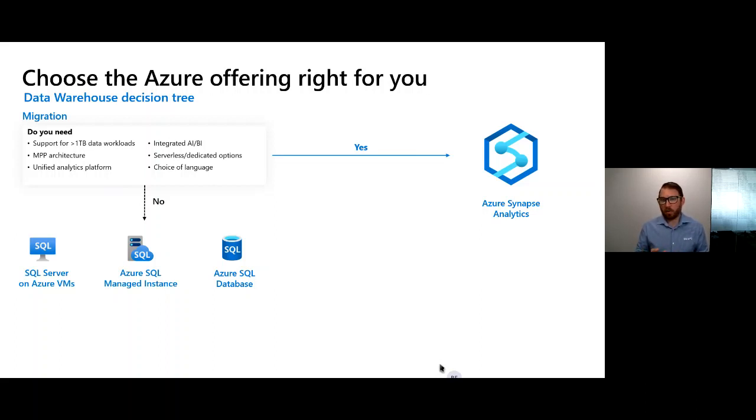But it may not be the right fit for you, and then maybe using one of those Azure SQL Server options might be the right fit for you. So if you have large data workloads, or you need the MPP, massive parallel processing architecture, a unified platform for analytics, and some of the features listed there, then that's where Synapse would be a really good option for you. But if that's not where you're at right now, then you can use those other options in the Azure SQL portfolio that I've gone through.